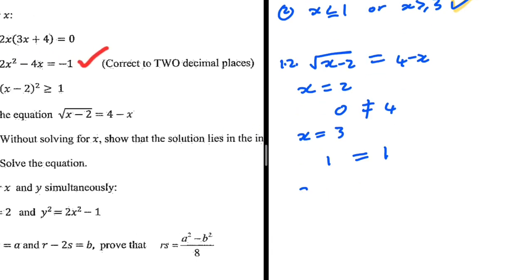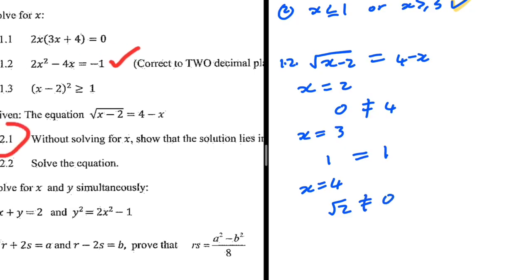So x is equal to 4. When x is equal to 4, we're going to have 4 minus 2, which is 2. The square root of 2 is the square root of 2. And then on the other side, we're going to have 4 minus 4, which is 0. And we know that these two are not equal.